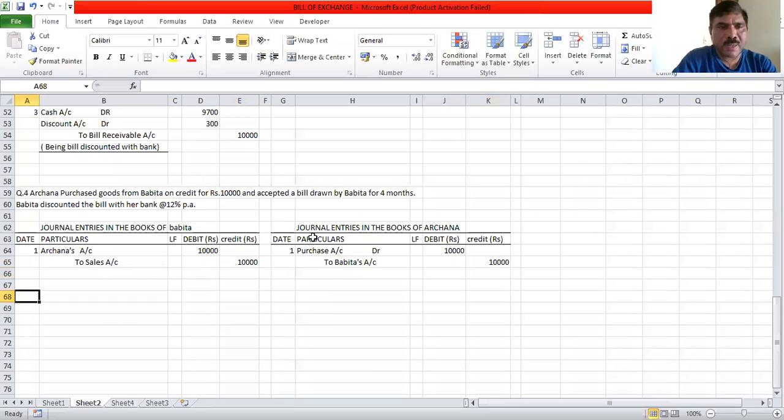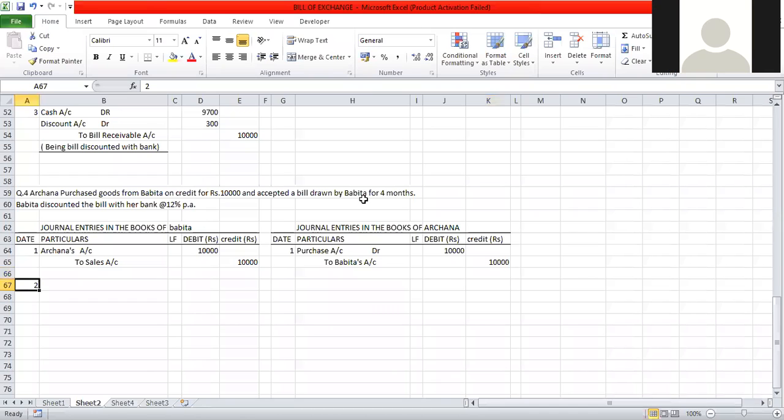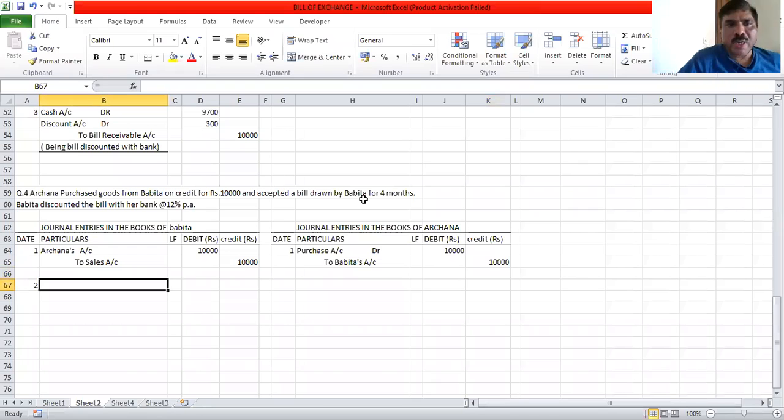Now, the second entry: accepted the bill drawn by Babita for 4 months. Who is drawing the bill? Babita. Who is accepting the bill? Archana. That means this is the bill drawn and accepted entry. What entry should we write here?